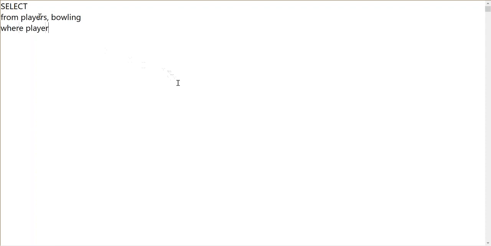So what in the players table? So player is the field or the bit of data that they have in common. So all we've done is merge those two now. We then want to group it. So how are we grouping this stuff?